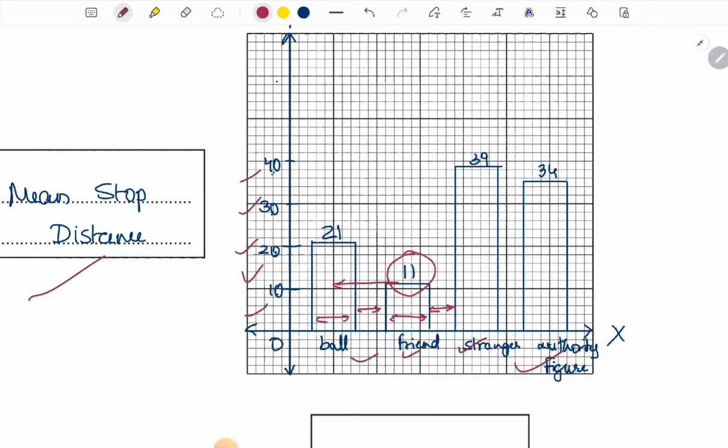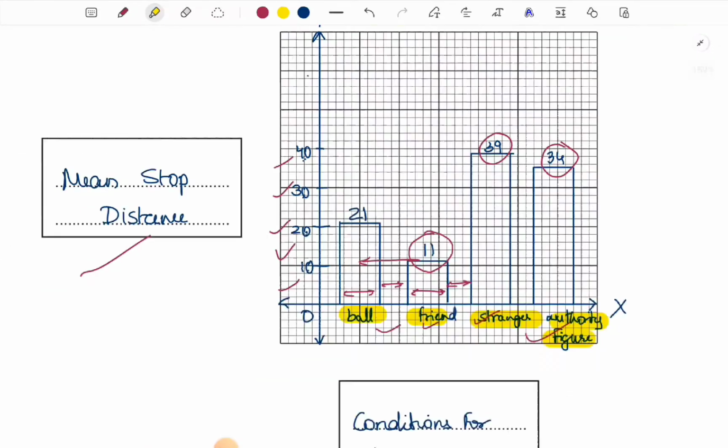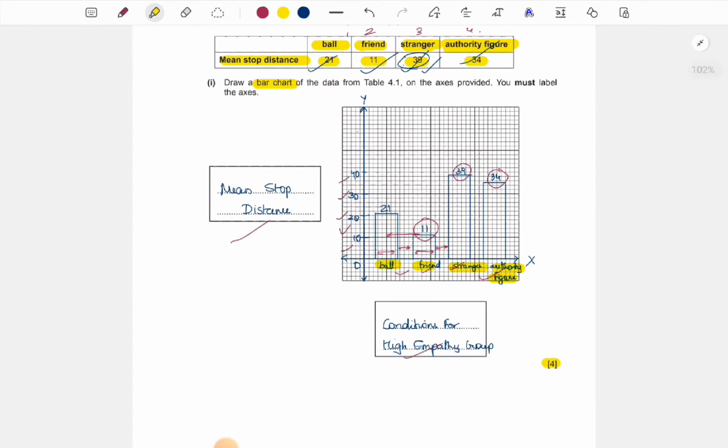Then you can see that for stranger it was 39, so I have taken it close to 40, and for authority figure it was 34, so I took it in between 40 and 30, roughly closer to 30 definitely. I have labeled all the bars, so you can see that. Don't forget to label the bars. Any mistakes you make here will make you lose marks, because then the examiner won't know which bar is representing which protagonist.